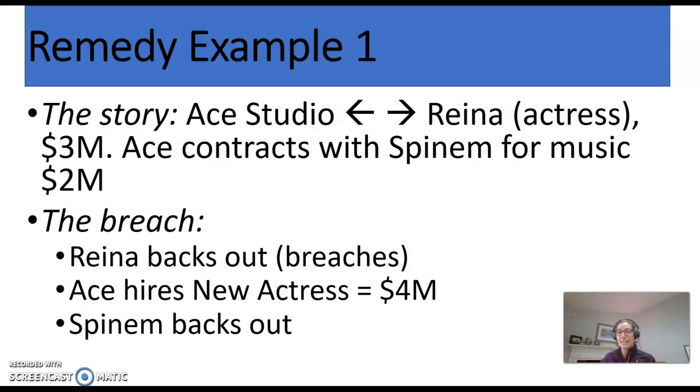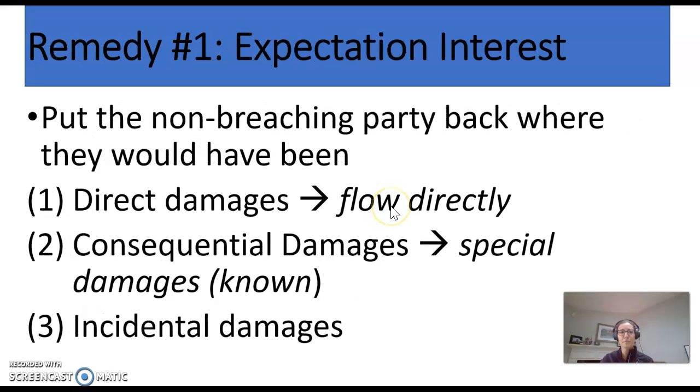So let's imagine that Ace can win its lawsuit against Raina. What kind of remedy or what kind of damages should Ace Studio be awarded? Well, if you've been wondering, can the court force Raina to drop her other job and come back to Ace Studio? I think you've already figured out that that's just not possible. Courts don't do that. So where does that leave Ace Studio?